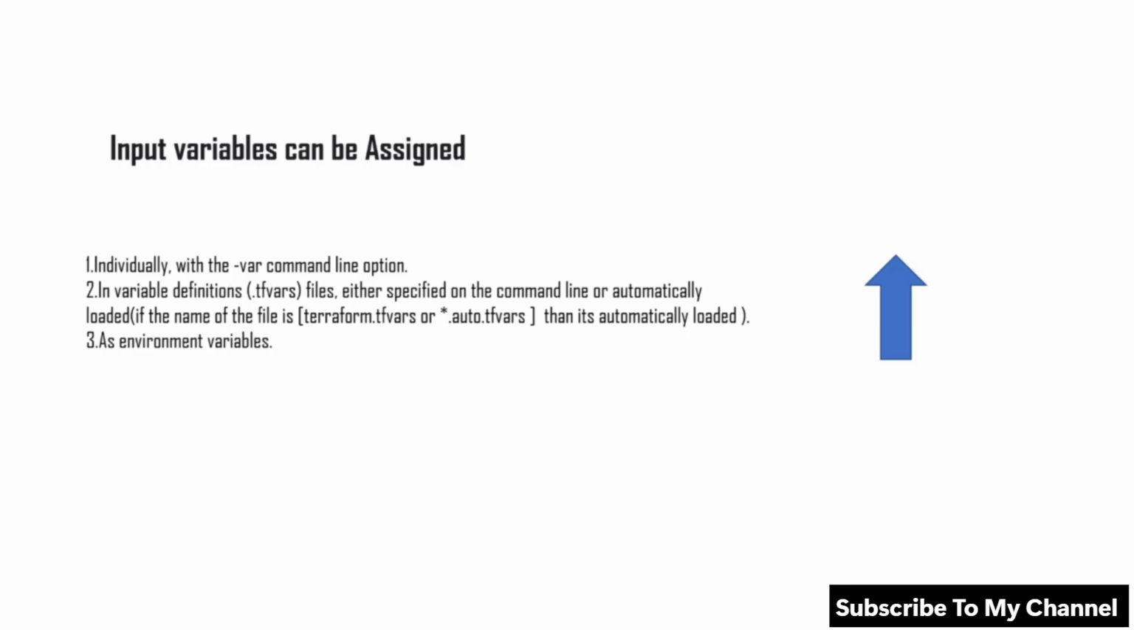There are multiple ways in which you can assign values. The most important ones are using the -var option when you're running the Terraform apply command, where you can assign values to the variables that you have defined. A second option is using the .tfvars files. Within .tfvars files, you can assign values to variables that you have already declared in your main.tf or in your variables.tf file. You can also assign variables using environment variables. The precedence is as follows: the environment variable has the least precedence, and using the -var option has the highest precedence.